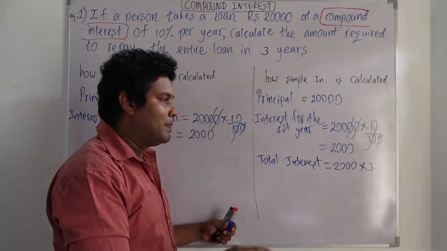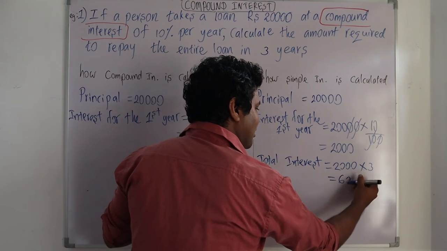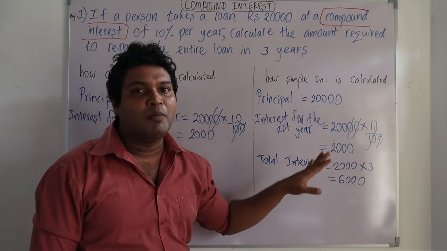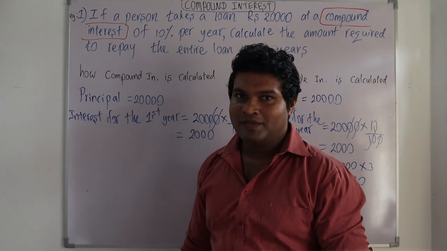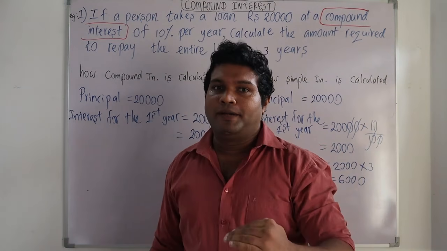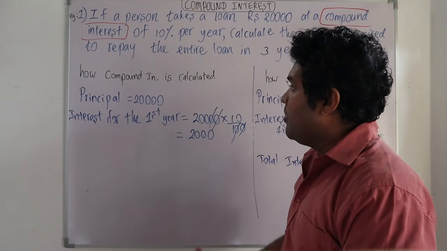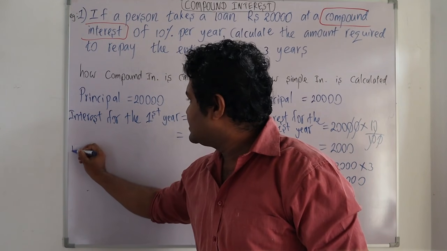It's easy, it's simple. Not like compound. Right? This is 6,000. At once, by the number of years, we multiply. But see, compound interest is not like that. For compound interest, you have to go one by one, year by year. Okay, now I'm going to the second year. The principal for the second year.